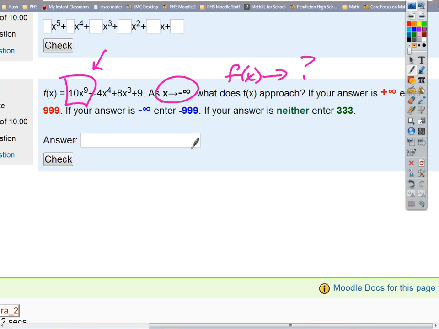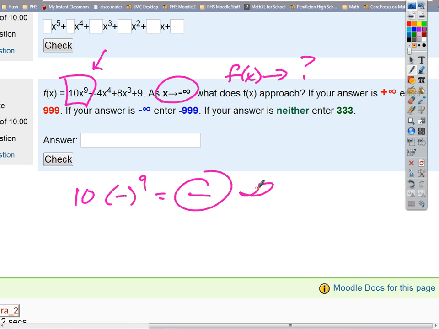That's it, right? If I were approaching positive infinity, I would just want to know the sign of the first term when I plug in a positive number for x. So what's that going to be? If I'm taking that first term, 10 times x to the 9th, and plugging in a negative number for x, well, a negative number to the 9th is what? Negative, right? A negative number to an odd power is negative. A negative number to an even power would be positive. So 10 times a negative to the 9th gives me a positive times a negative, which equals negative infinity, right?